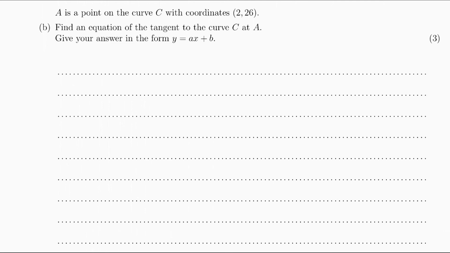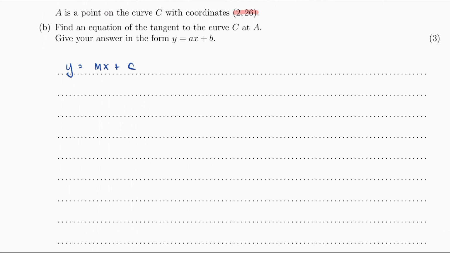For part B, point A is a point on the curve C with coordinates (2, 26). And we have to find an equation of the tangent to the curve C at A. And we have to give our answer in the form y equals ax plus b, where a and b are some numbers. So an equation of a straight line can be written as y equals mx plus c, where m is the gradient or the slope of the straight line and c is the y-intercept.